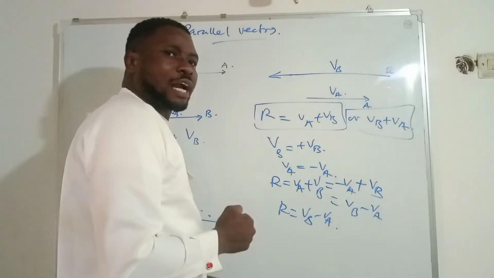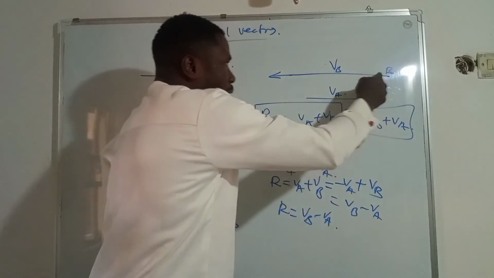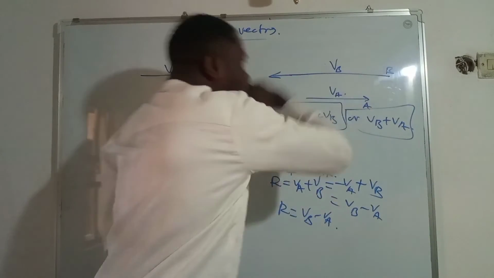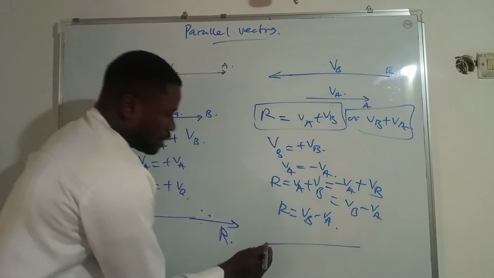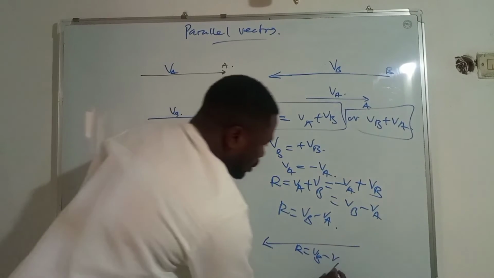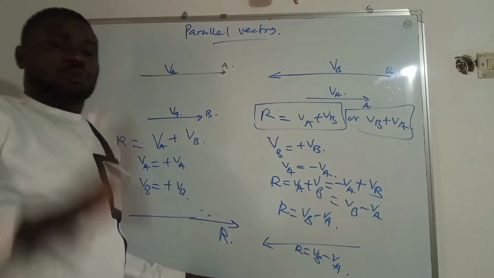If you go back to the diagram, what do you see? This vector is heading this way, while this one is going this way, and this one is longer. And because this is longer, it means that the resultant will also go this direction. So I will do this and say this is what? My resultant, which is what? VB minus VA. I have just used this to describe how to calculate the resultant.